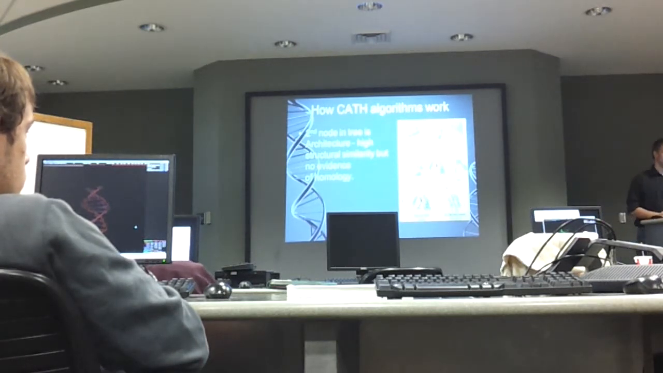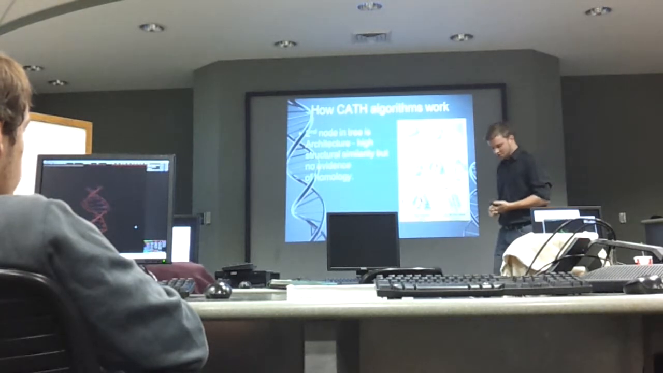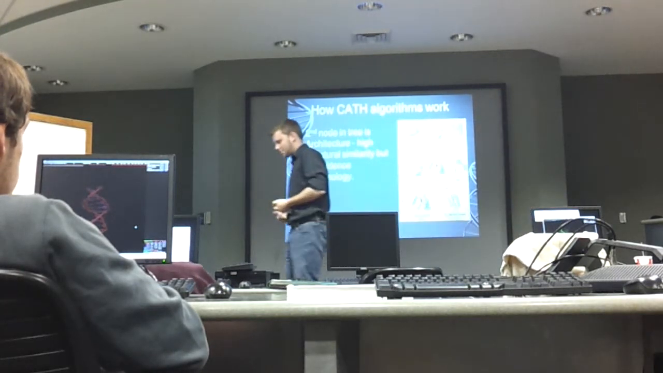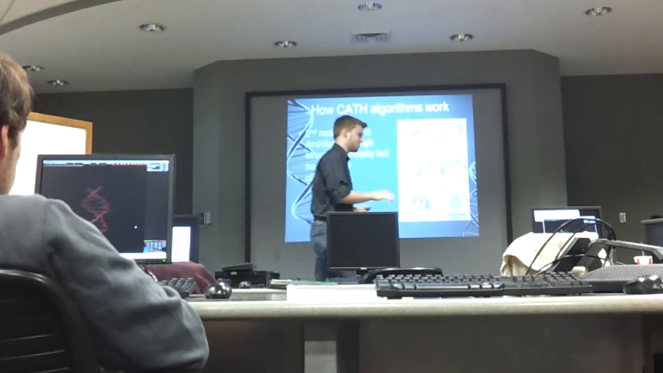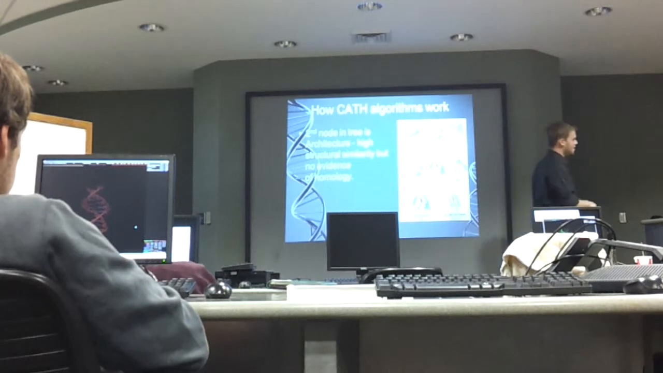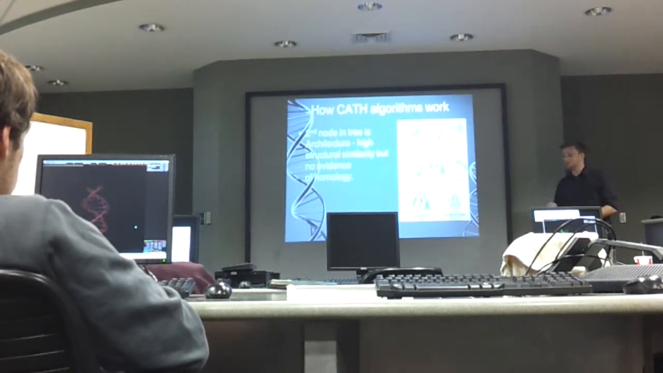An important note is architecture is high structural similarity, but no evidence of homology. Homology takes into consideration species; this solely looks at structure and functionality. It doesn't care if it comes from chimpanzees or fish. If the protein has a similar structure, it's going to fall into that node of the tree.